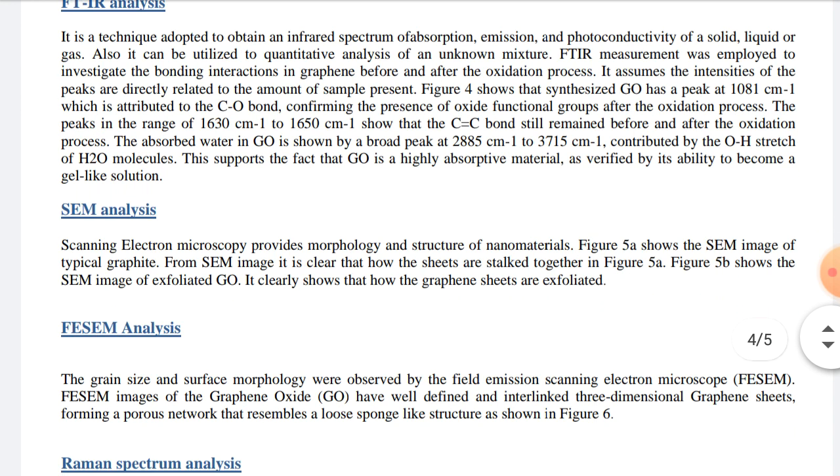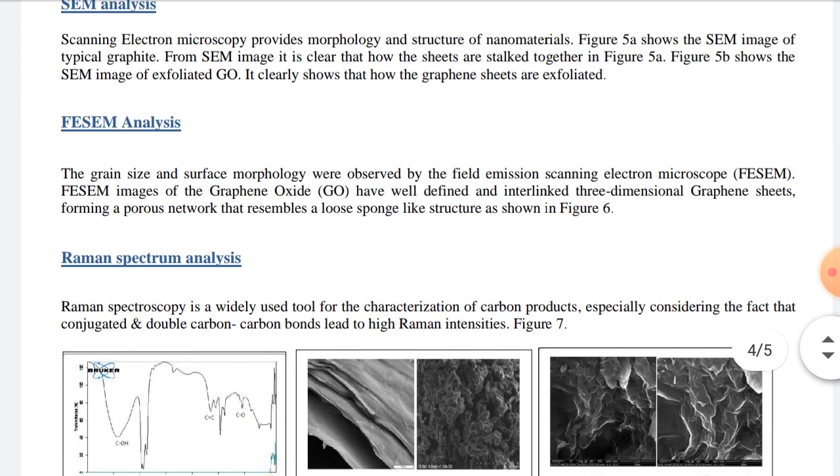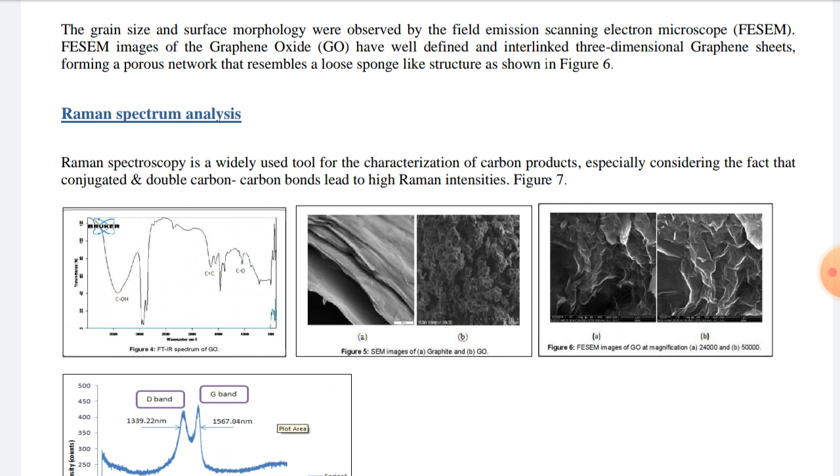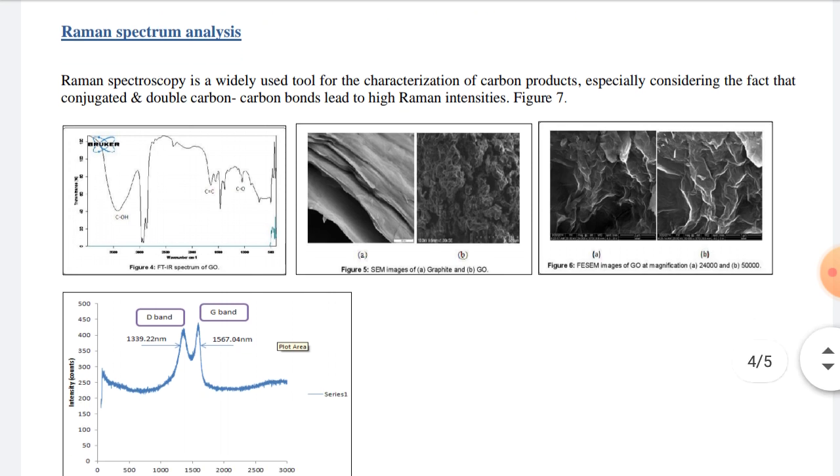FTIR analysis, SEM analysis, FESEM analysis, Raman spectrum analysis, and their respective figures are given below. Figure number 4 shows the FTIR spectrum of graphene oxide. Figure 5 shows the SEM image of graphite and graphene oxide. Figure 6 shows the FESEM image of graphene oxide at magnifications of 24,000 and 50,000. Figure number 7 shows the Raman spectrum, where the D band is at 1339.22 and the G band occurs at 1567.04 respectively.